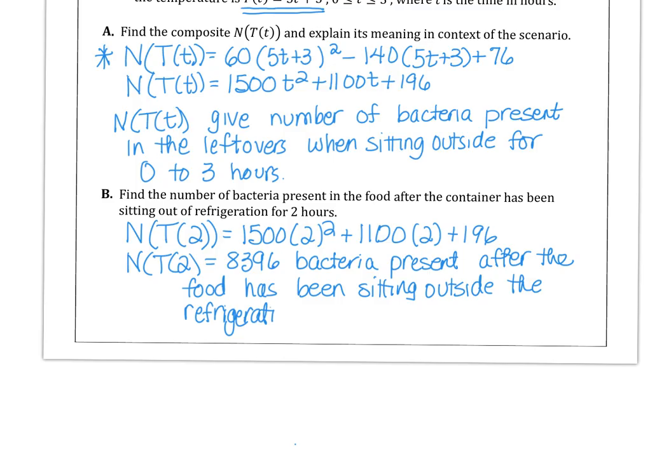And I used my calculator to do that. I found out that the T of 2 was 13 degrees Celsius. And after 2 hours out of the refrigeration, the N of 13 was 8,396. So that finishes up lesson 2.7.